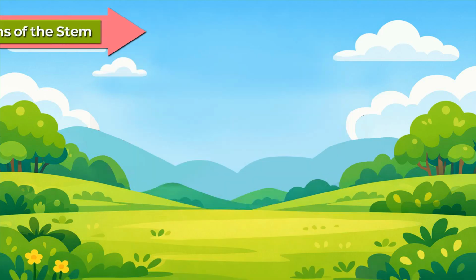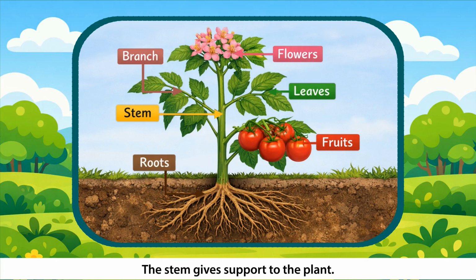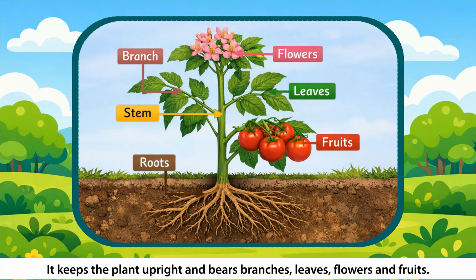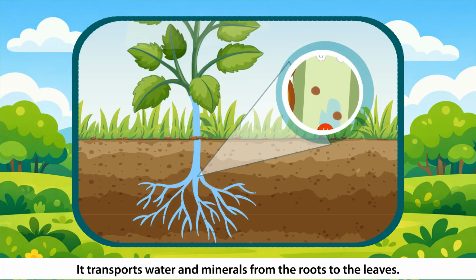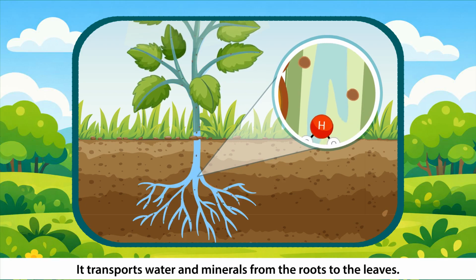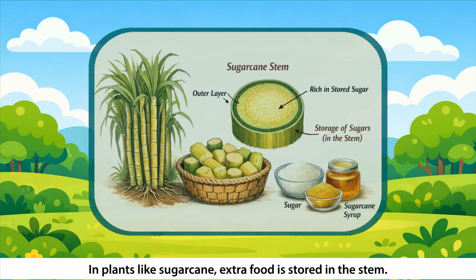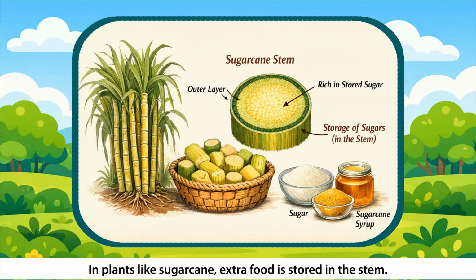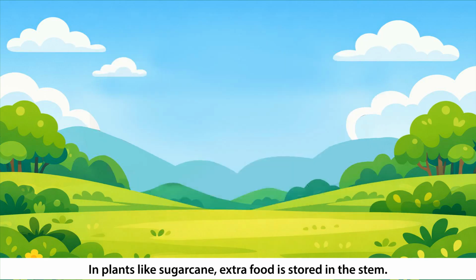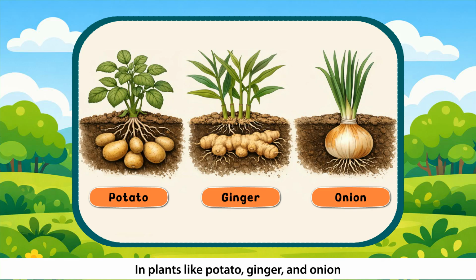Functions of the stem. The stem gives support to the plant. It keeps the plant upright and bears branches, leaves, flowers and fruits. It transports water and minerals from the roots to the leaves. It also carries the food made by the leaves to all other parts of the plant. In plants like sugarcane, extra food is stored in the stem. In plants like potato, ginger and onion, the stem grows underground and stores extra food.